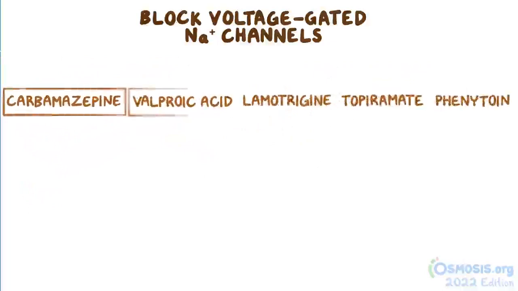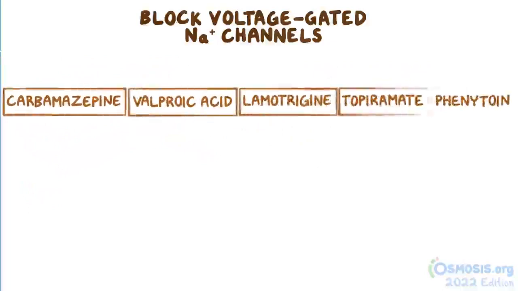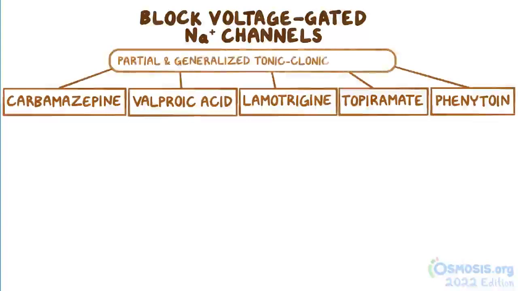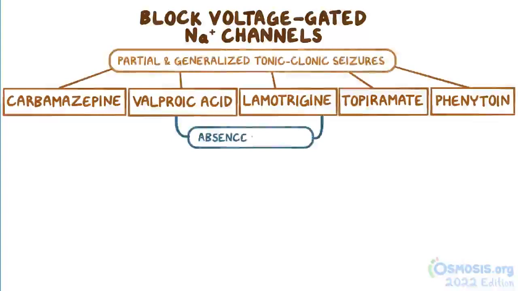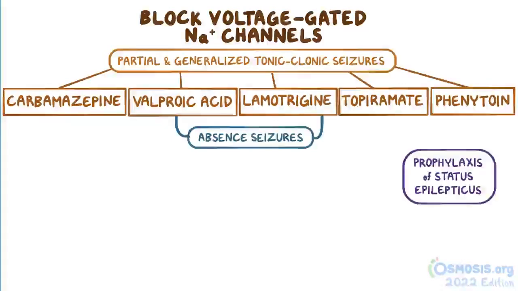Alright, moving on to indications. Carbamazepine, valproic acid, lamotrigine, topiramate, and phenytoin are commonly used for the treatment of partial and generalized tonic-clonic seizures. In addition, lamotrigine and valproic acid are used for absence seizures. For the prophylaxis of status epilepticus, phenytoin and its prodrug, fosphenytoin, are considered the medications of choice.